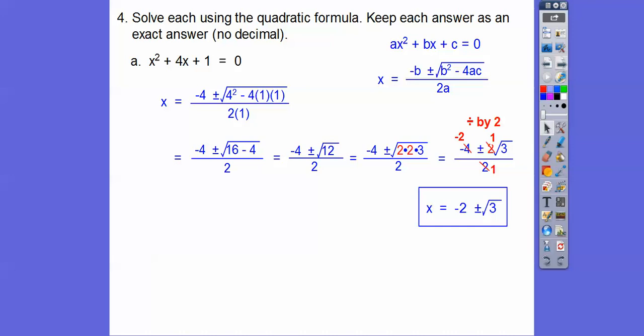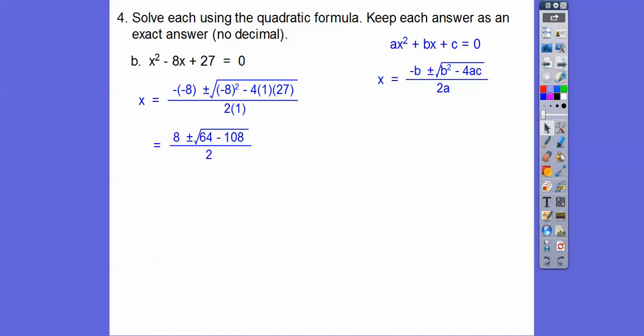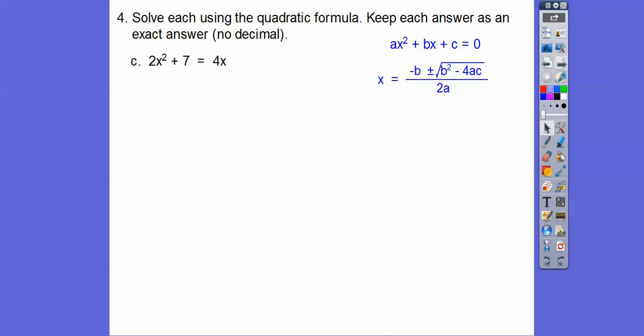Okay? All right, let's do another one here. Okay, so it's equal to 0, so we're going to use the quadratic formula. So -8 squared is 64, and then 4 times 27 is 108. 64 minus 108 gets me a -44, okay, which is i root 44, or i root 2 times 2 times 11. A pair of 2's come out, and then divide everything by 2. There's the answer, okay?